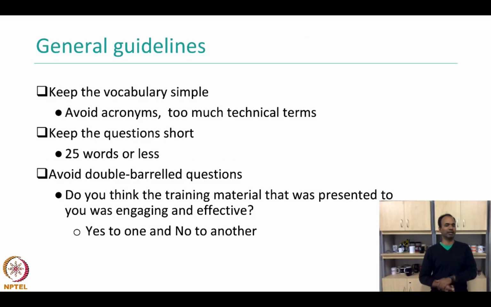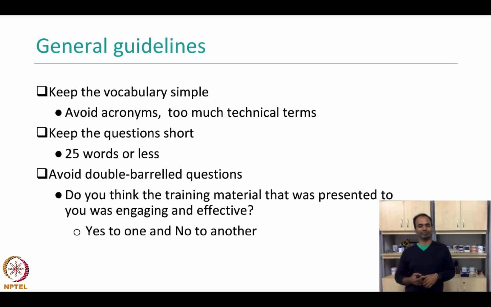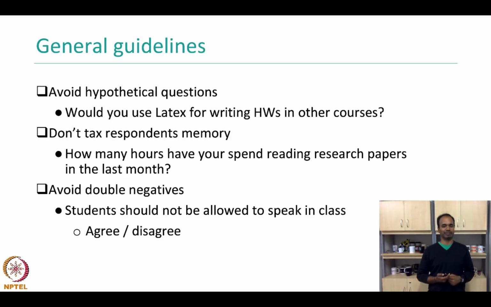General guidelines for creating a good questionnaire: keep the vocabulary simple, avoid acronyms and too much technical jargon, keep the questions short, 25 words or less, avoid double-barreled questions. I think double-barreled questions are one type of error that you will see many questionnaires have. Do you think the training material that was presented to you was engaging and effective? And the responses would be yes or no. But if I say yes, am I saying it was engaging or that it was effective? These are called double-barreled questions, where two things are measured with just one response, which is actually a bad way of asking questions.